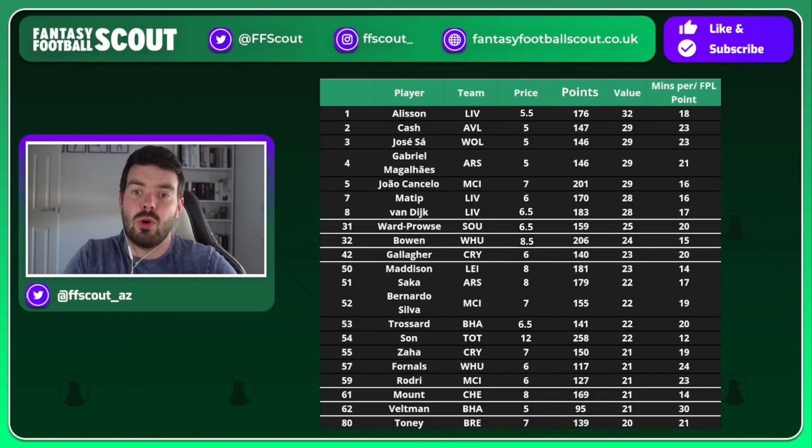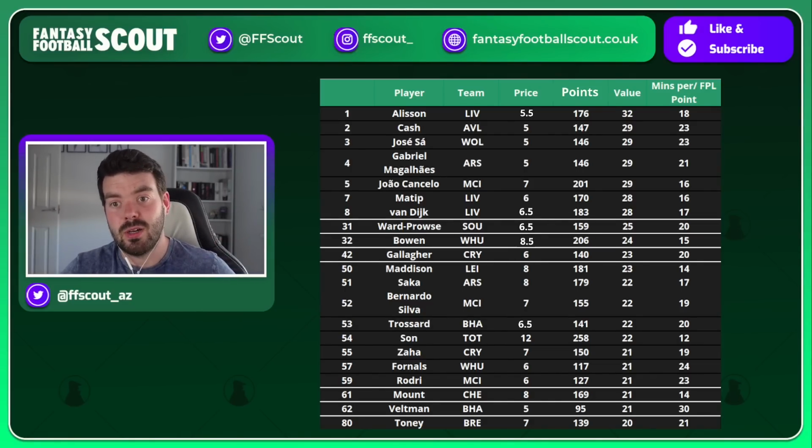Looking a bit further down, you've got Ward-Prowse. We dropped right down from Van Dijk to Ward-Prowse. This is eliminating a lot of goalkeepers and defenders. Now we've already got our back 5, which is Cash, Gabriel, Cancelo, Matip and Van Dijk. You've got loads of defenders and goalkeepers right the way down to Ward-Prowse, who's our first midfielder there in 31st place. 159 points, 6.5 he will cost you this season. Again, really good value for him. Plays every minute, unlikely to be affected by the 5 sub rule. Depends how Southampton get on, but looks really good.